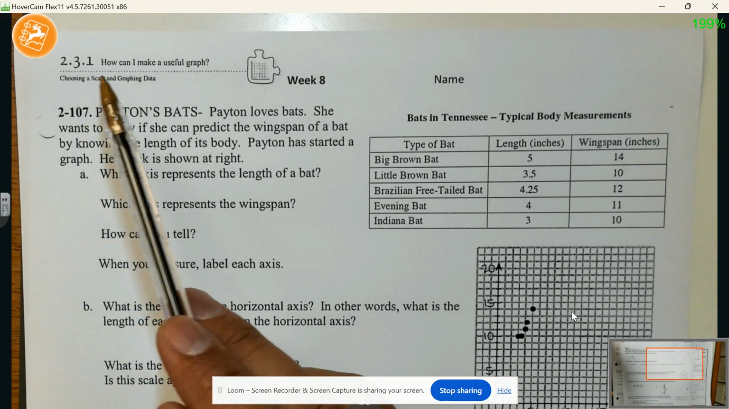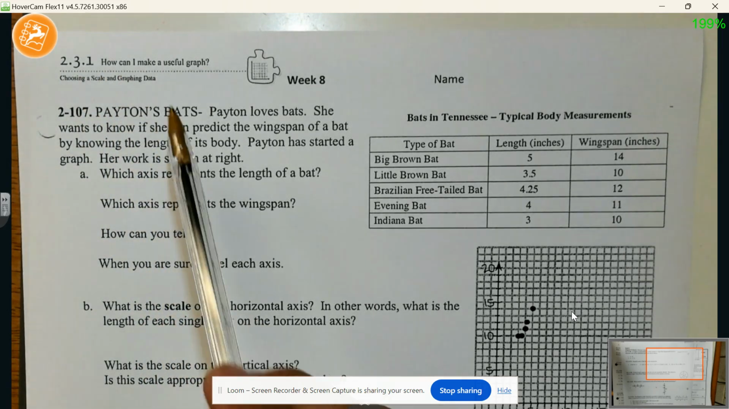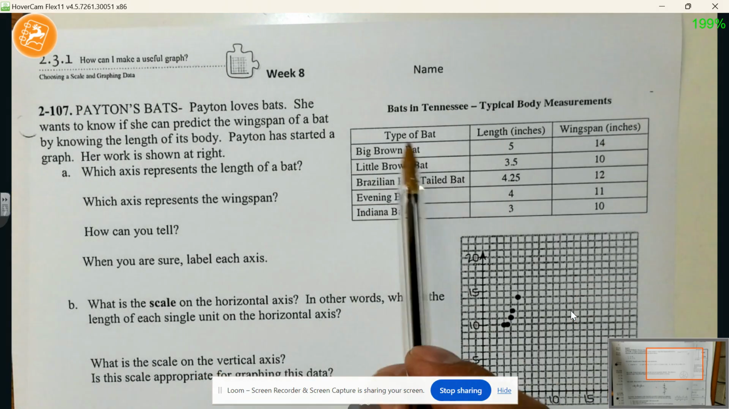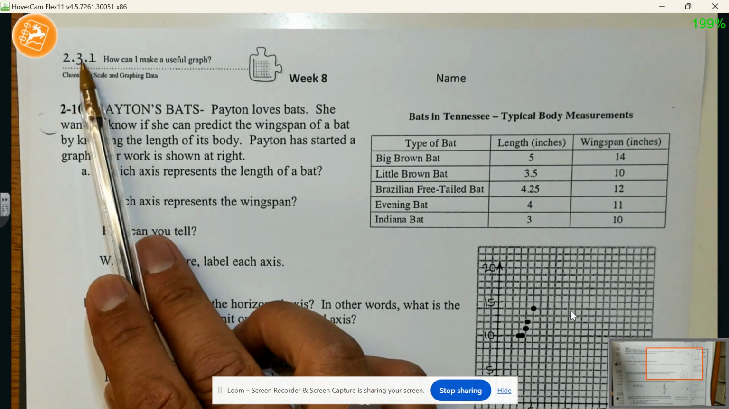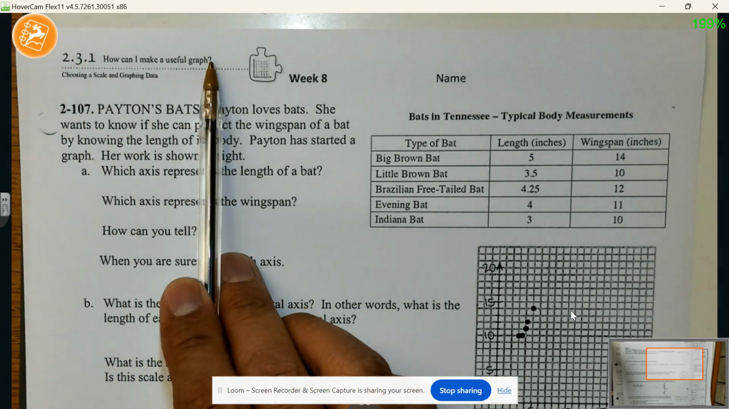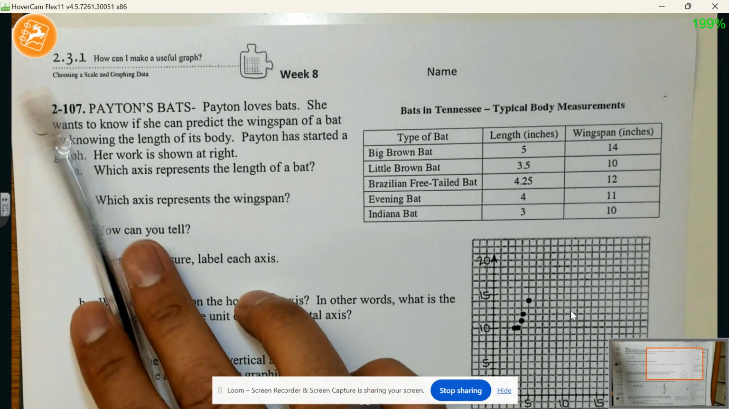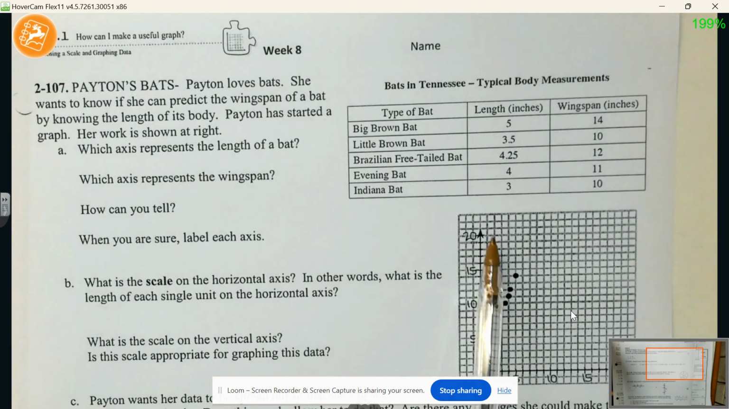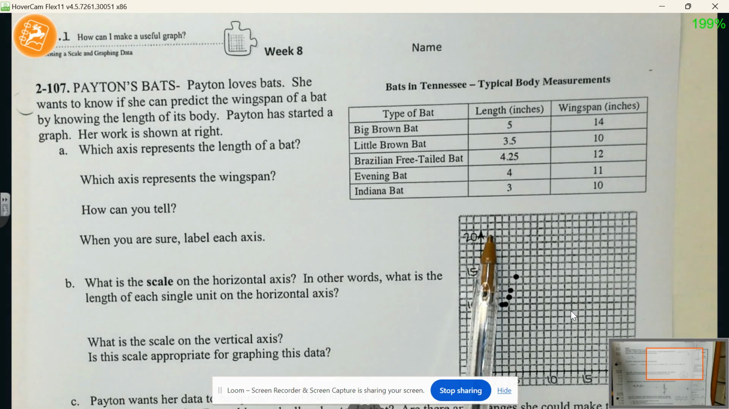Today we're doing lesson 2.3.1, and we'll be working off of this guided practice sheet. Okay, the one that's labeled 231. How can I make a useful graph? Okay, so we're going to do a little shift for 2.3 lessons and talk about displays, data displays.